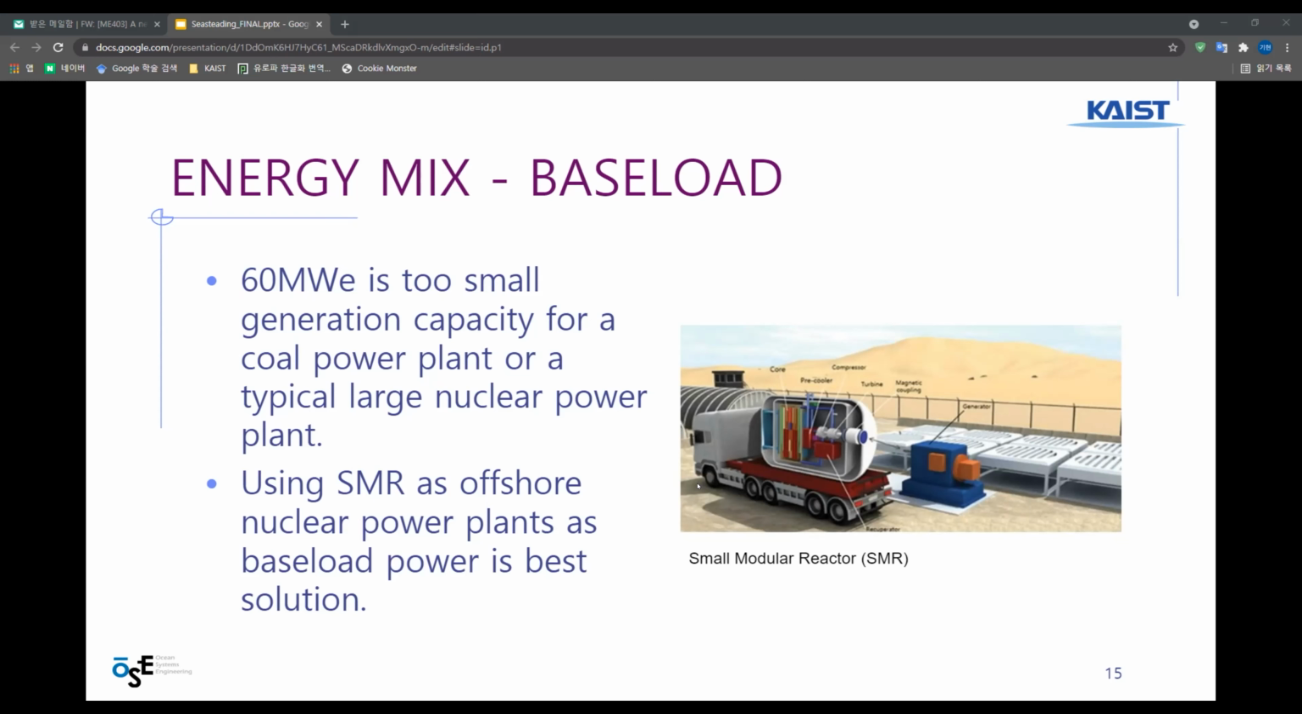They usually generate 1,000 megawatts for a single power plant. It is too huge compared to the 60 megawatts. So we suggest using a small modular reactor, SMR, as a solution. SMR allows for less on-site construction, increased containment efficiency, and enhanced safety due to passive nuclear safety features. So it is a cheaper, better, and safer nuclear system than the original one, and has a lower power that is matched to our system.